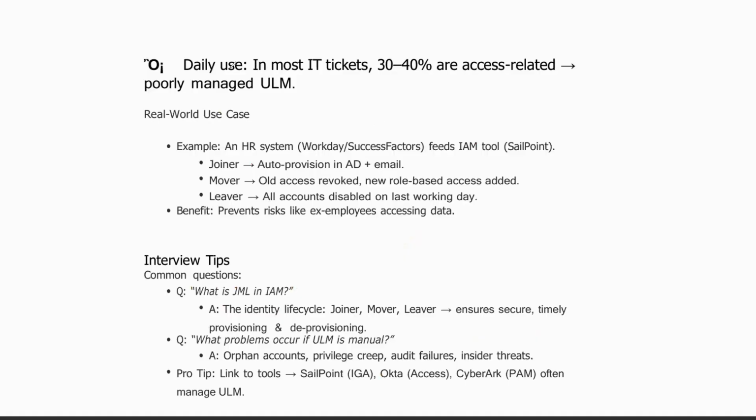So, daily use, where do we use this daily? Okay, in most IT tickets, 30 to 40% are access related, which are poorly managed. Sometimes they'll say I have access, sometimes I do not have access. Sometimes they'll be like, this new hire has joined, but then they still do not have maybe basic access to email. Right? So a lot of user access issues go on. If you are working in SailPoint or Saviynt or any IGA tool, you'll be knowing this.